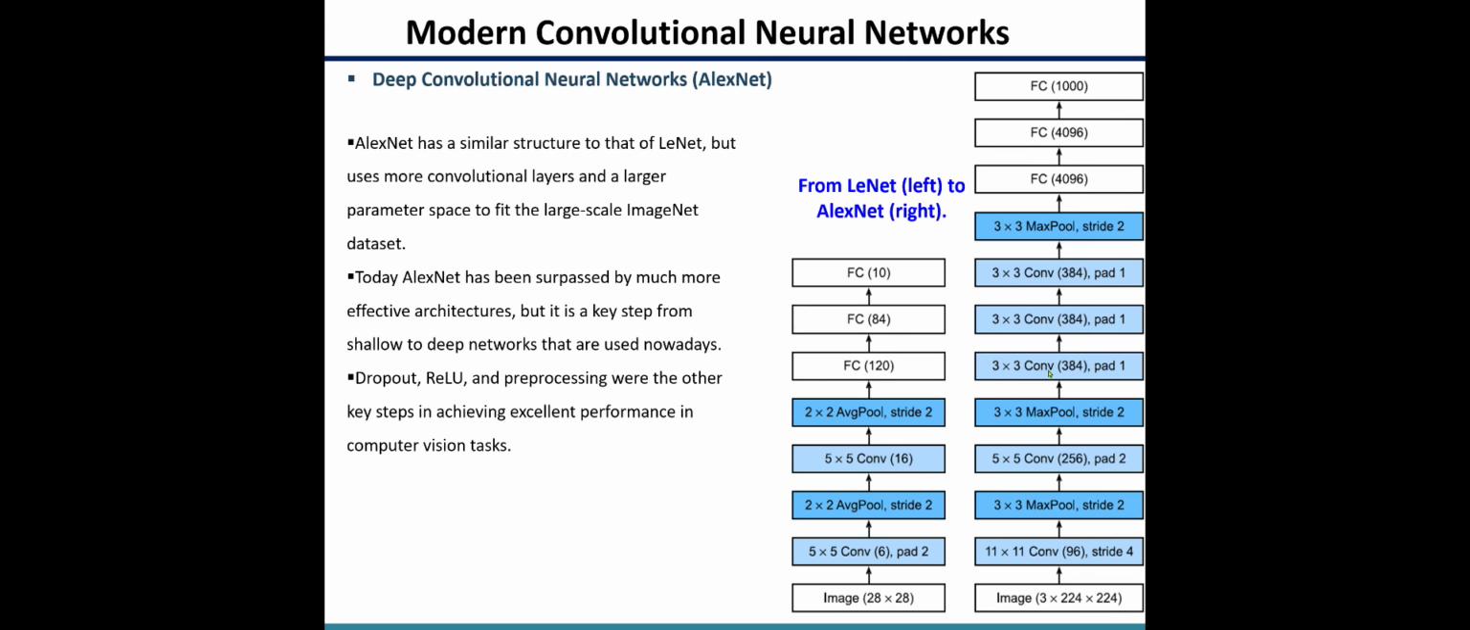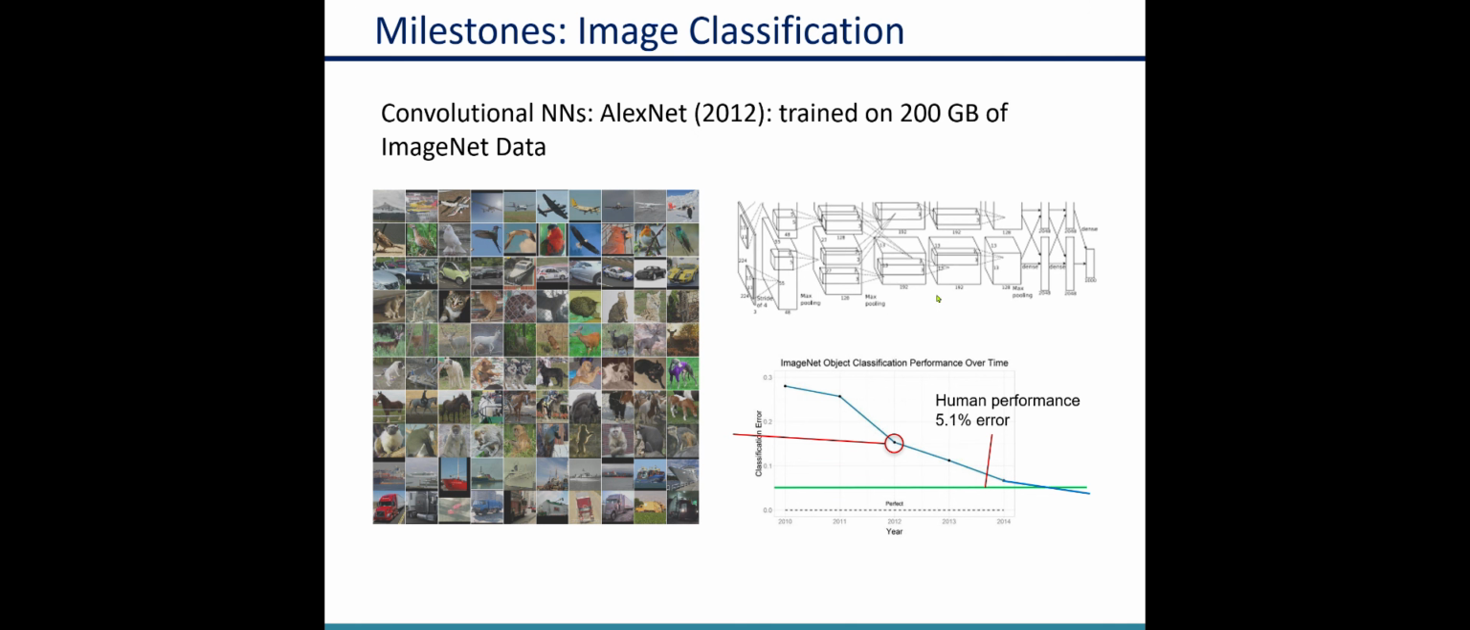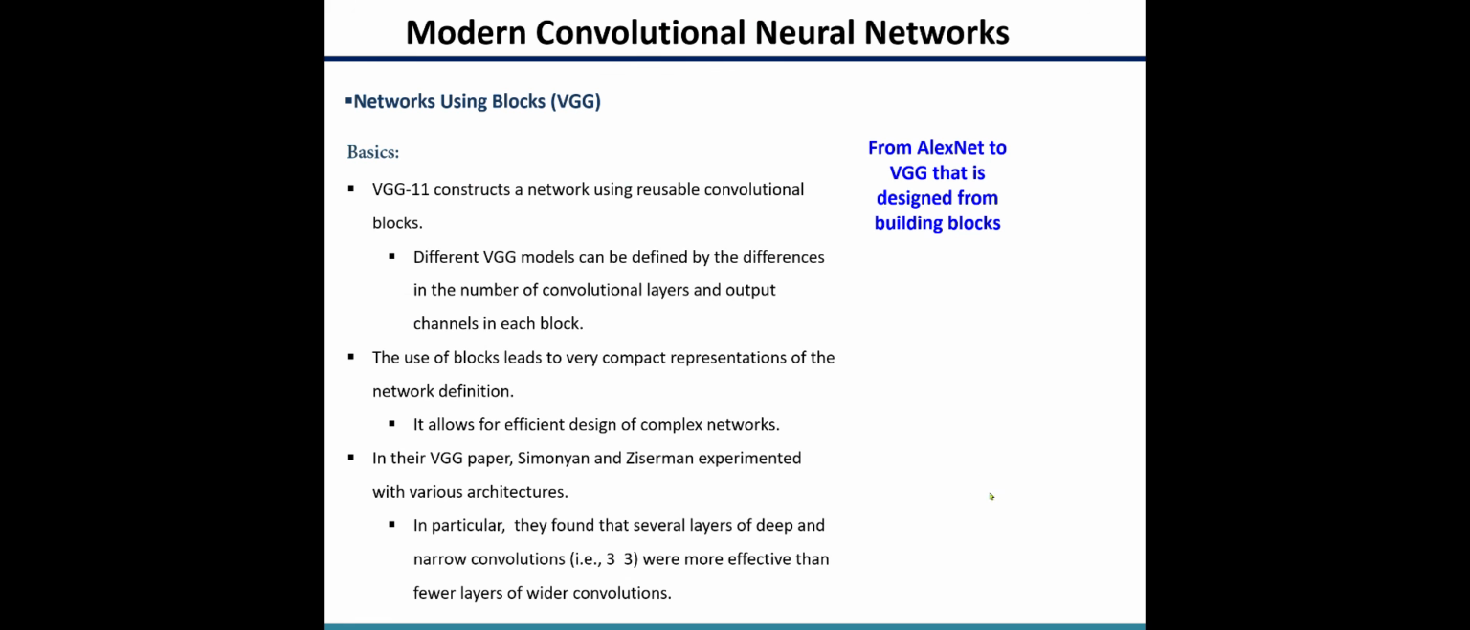Let's see an example. This is LeNet, and this one, the convolutional neural network from 2012, was trained on 200 GB of ImageNet data. They use it to extract each small feature. Here ImageNet object classification performance is shown over time, how much time it will take. Human performance is this, and AlexNet performance is that one. It will take till 2030.